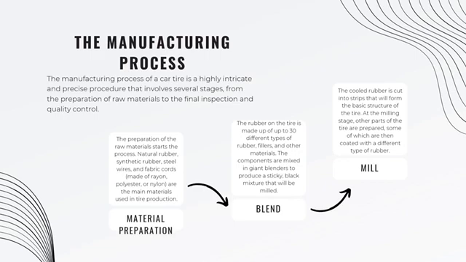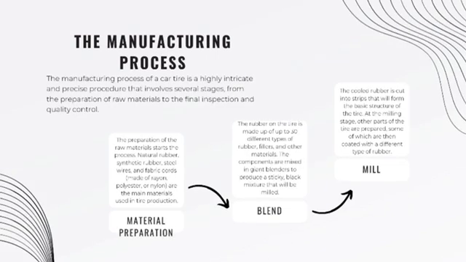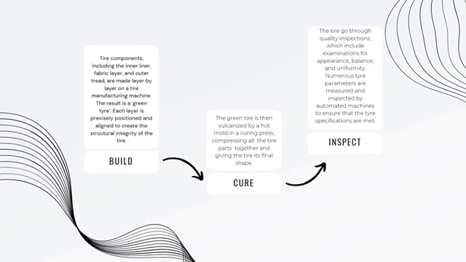The second step is blending. The materials I just mentioned, natural rubber, synthetic rubber and fabric cord, are mixed in a giant blender to produce a sticky black mixture. The third step is mill. The cooled rubber is cut into strips that will form the basic structure of the tire. The next step is building. In this step, the inner liner, fabric layer and outer tread are made layer by layer on the tire. The result of this process we call a green tire.